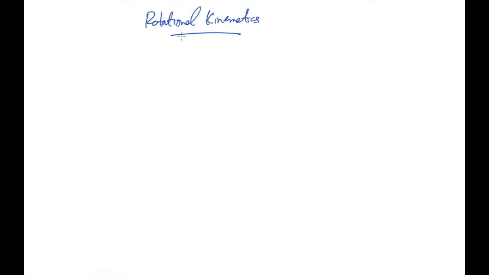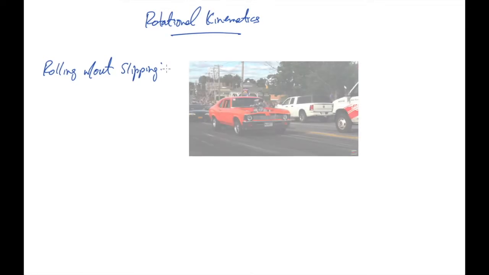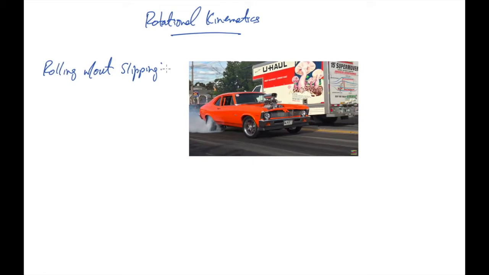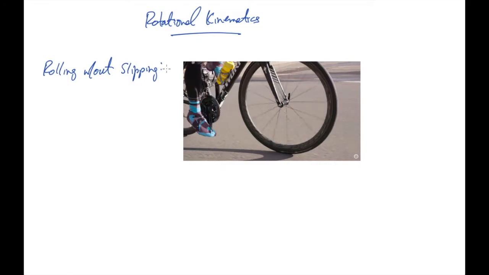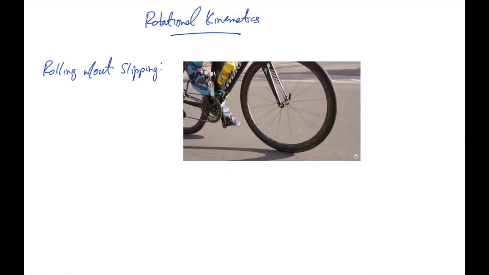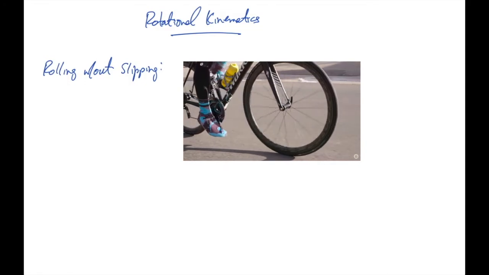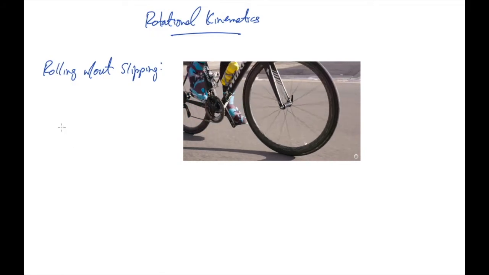translational motion. A good place to start there is with what's called rolling without slipping. Rolling without slipping. That is the rolling motion of a wheel or a tire or a ball or whatever it is that's not like this, where it slips on the surface, but like this, where it rolls without slipping on the surface. There are relations between the translational motion and the rotational motion.